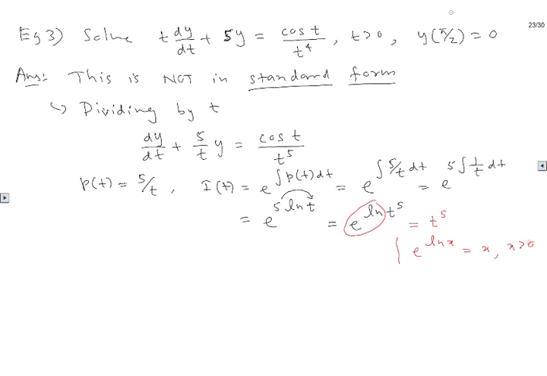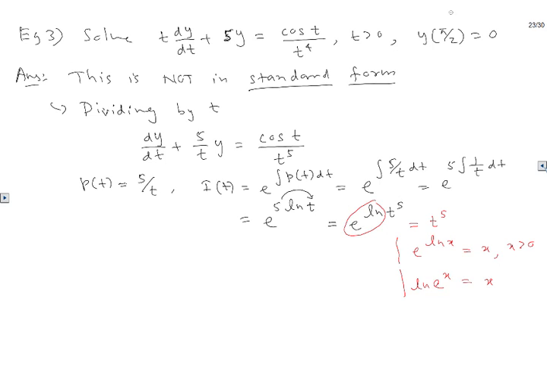Good. And what's the other result? There's another result. It says that ln e to the x equals x, but this is for any x. The other one requires x to be positive. So this is the result that we use here. Perfect. So that means the integrating factor simplifies all the way to t to the 5. So t to the 5 is the integrating factor.